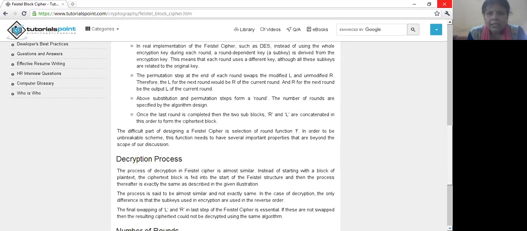Above substitution and permutation steps form a round. The number of rounds is specified by the algorithm design. Once the last round is completed, then the two sub-blocks R and L are concatenated in order to form the ciphertext block. The difficult part of designing a Feistel cipher is selection of round function F in order to be an unbreakable scheme. This function needs to have several important properties that are beyond the scope here.